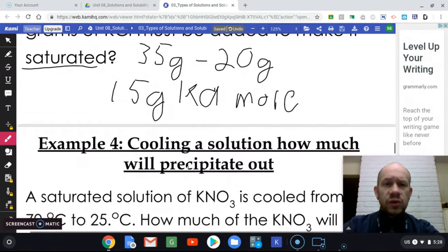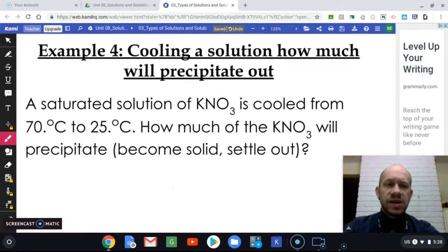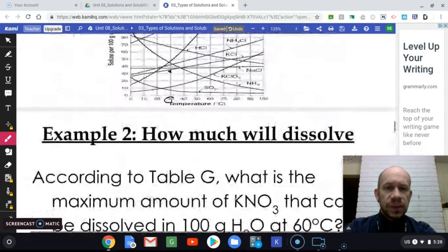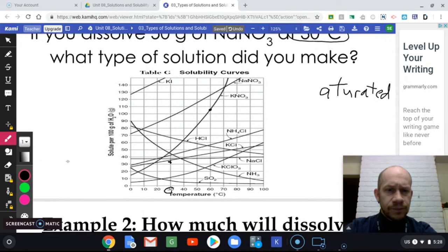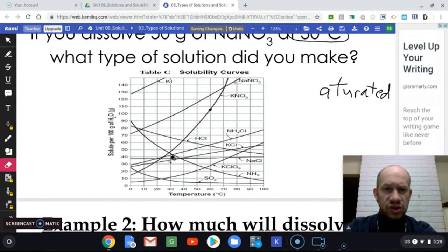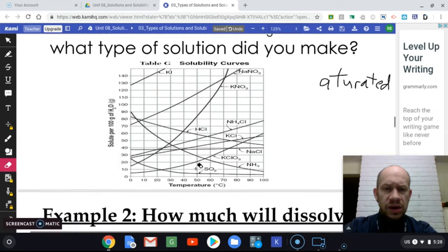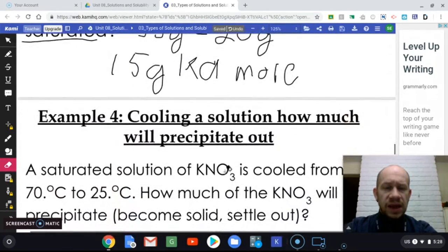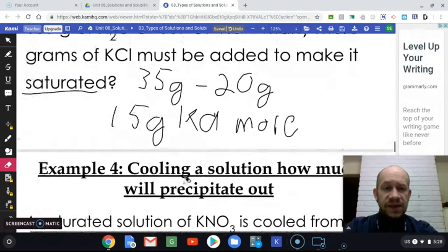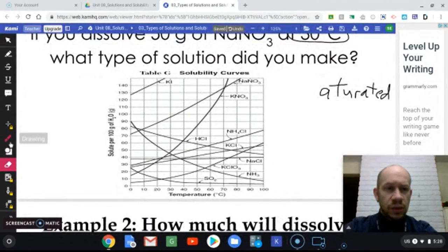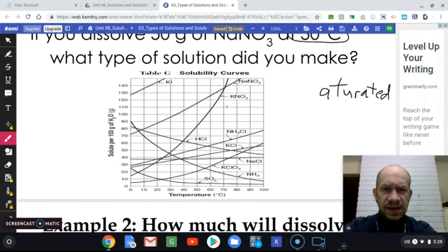Example 4, cooling a solution. How much will precipitate out? A saturated solution of KNO3 is cooled from 70 degrees to 25 degrees. How much of the KNO3 will precipitate or become solid? So if I go back up to my table G, I'm going to erase the marks from my last question. And I am looking for KNO3 from 70 degrees. So KNO3 is way up here. I'm at 70 degrees. So at 70 degrees on KNO3, I have about, I'd say, 132 grams.